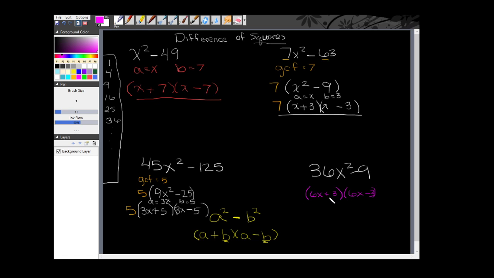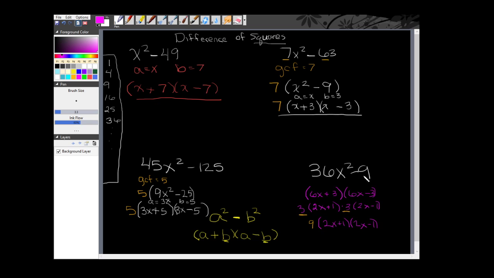However, this isn't fully factored because there's still a GCF that I can take out. So 6 and 3, those are both divisible by 3. So that first parenthesis would turn into 3 times 2x plus 1, and the second set of parentheses would turn into 3 times 2x minus 1. And then we would need to collect those 3's together as my GCF. So the 3 and the 3 multiplied together makes 9, and then the rest of everything stays the same. So 2x plus 1, 2x minus 1.